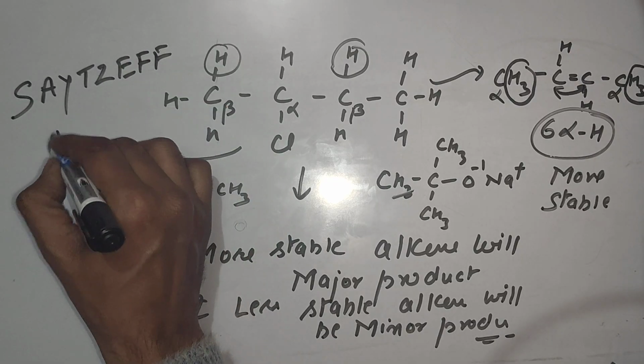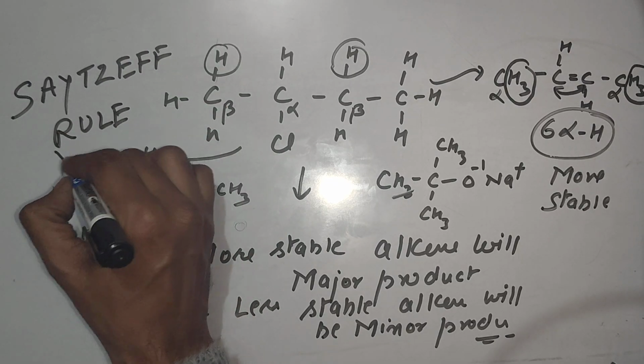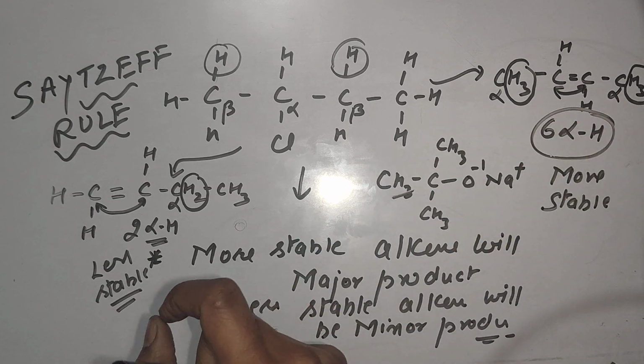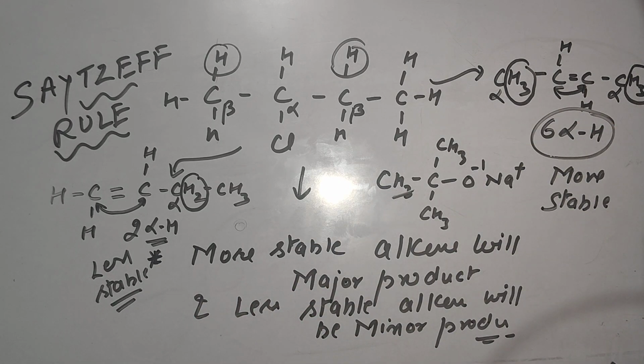Saytzeff rule. When two types of alkenes are possible by a haloalkane through beta elimination reaction, the more stable alkene will be the major product and the less stable alkene will be the minor product. So that's it. This is the end of the topic. Thank you very much.